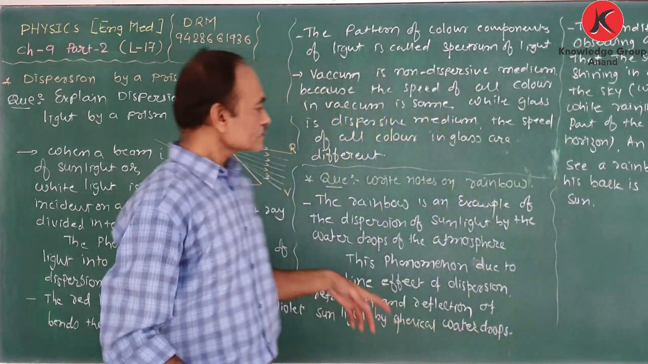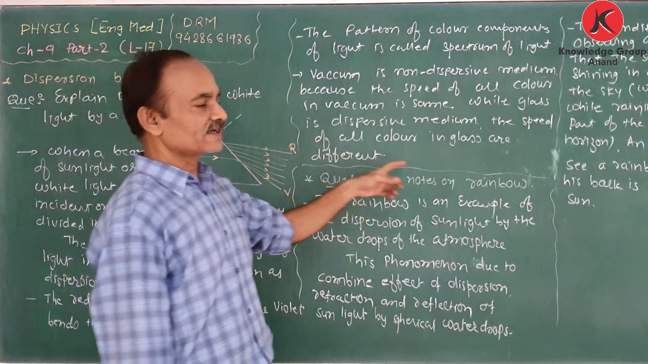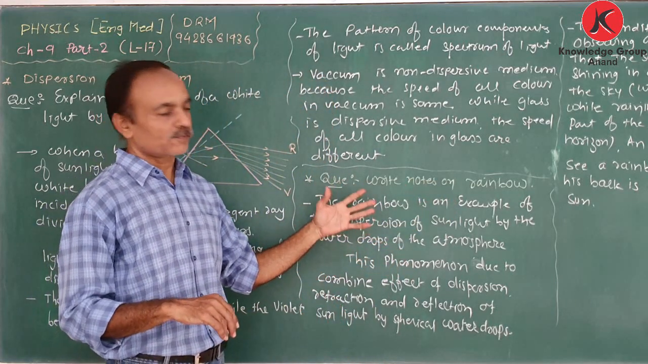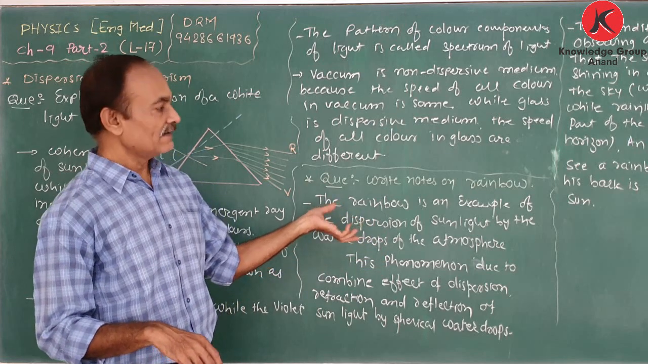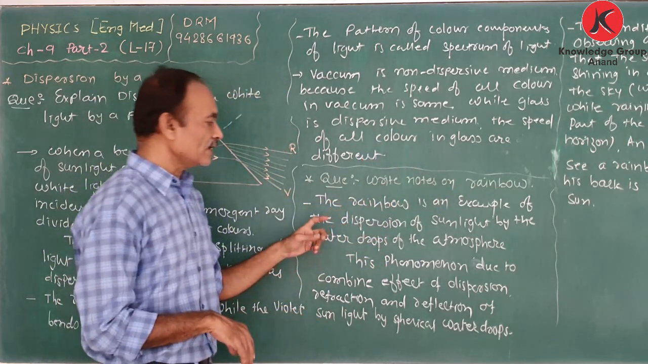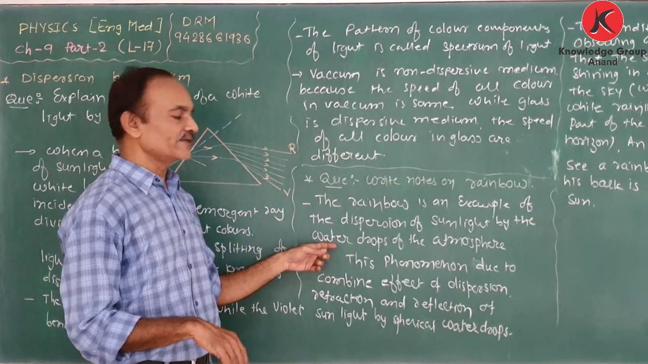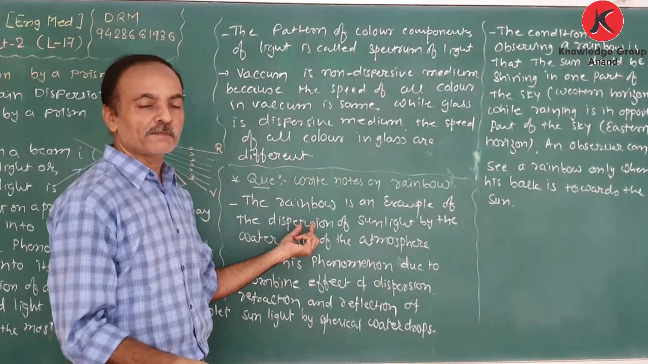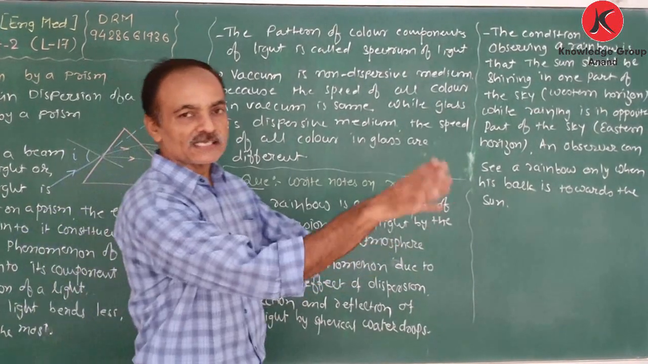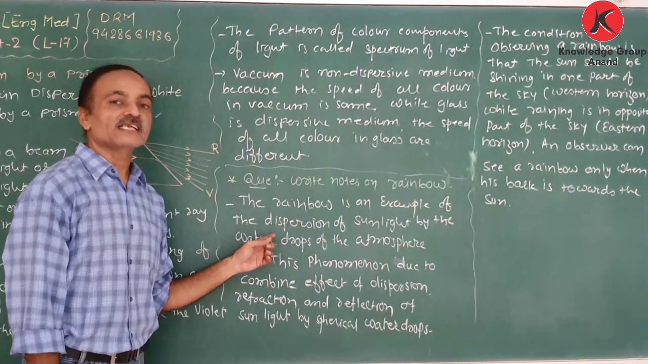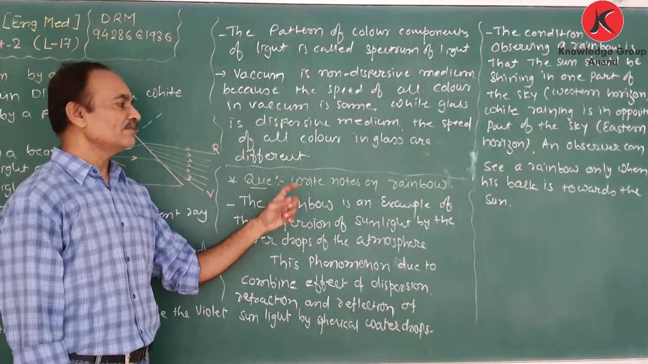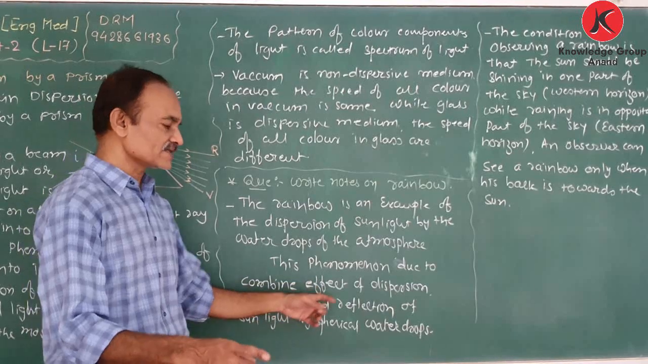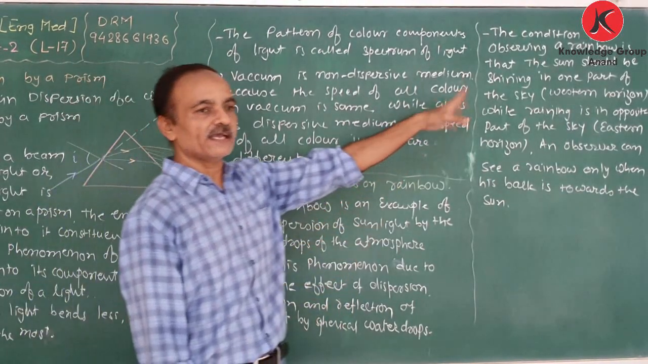Now next, what is the rainbow? It is a natural occurrence seen in the monsoon season. Okay. So how is the rainbow formed? We already learned this in our primary level study. The rainbow is an example of dispersion of sunlight by the water drops of the atmosphere. Because in the monsoon season, dust particles and water droplets are present in the atmosphere. When the sunlight passes through this atmosphere, the dispersion of light takes place and the rainbow phenomenon occurs. This phenomenon is due to the combined effect of dispersion, refraction and reflection of the sunlight by the spherical water drops.